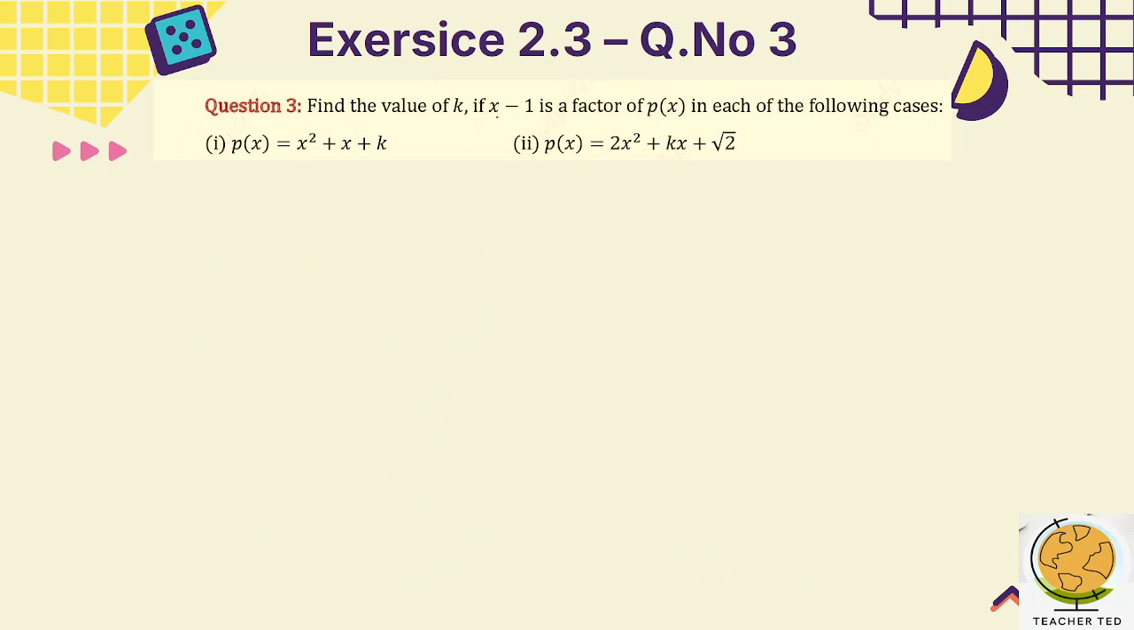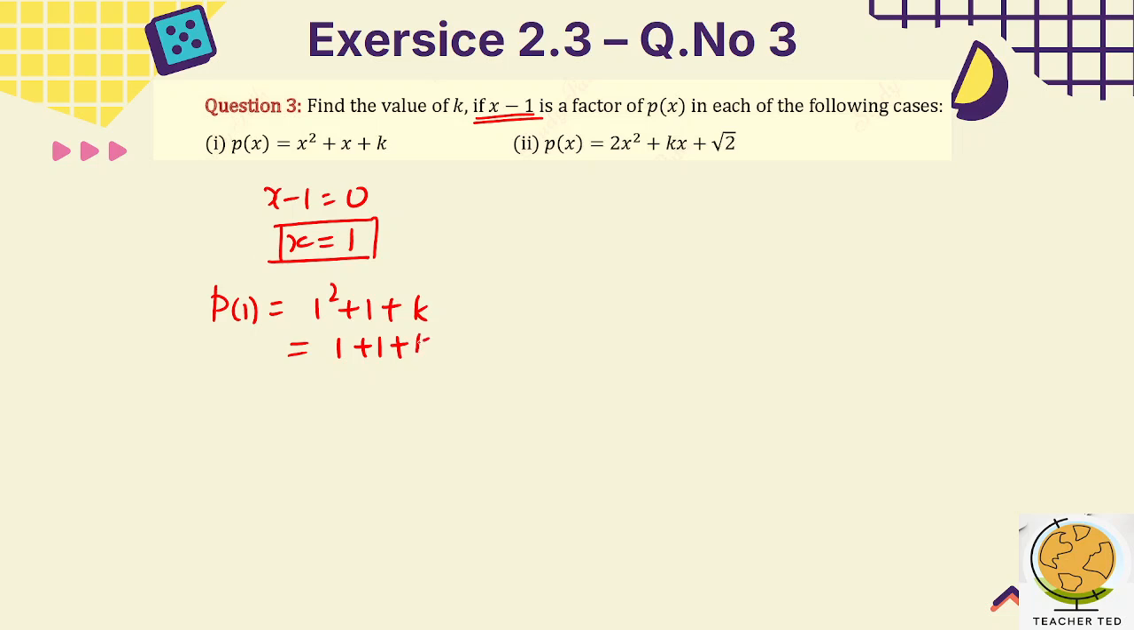Here for all the cases you need to take one factor, that is x minus 1. If x minus 1 is equal to 0, x is equal to 1, because minus 1 comes this side, it will become positive. So substitute x is equal to 1 in the given equation. Let us see how it happens. P of 1 is equal to 1 square plus 1 plus k. 1 square is 1, plus 1 plus k, that is 2 plus k. So how to find out here what is the value of k?